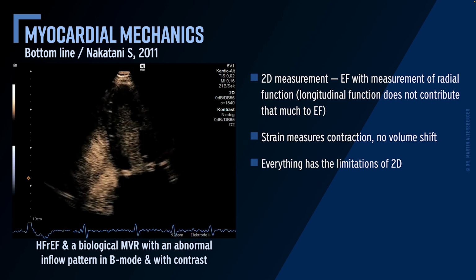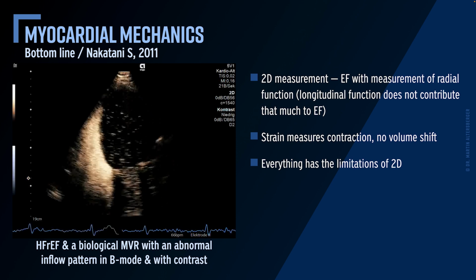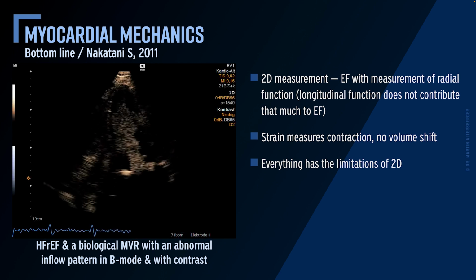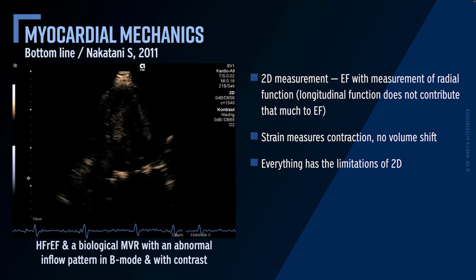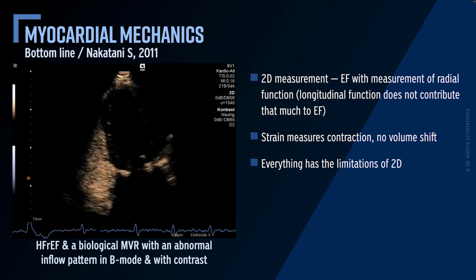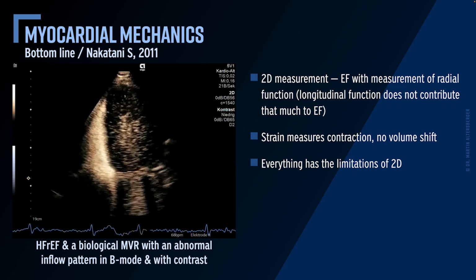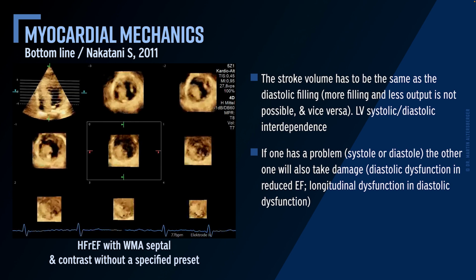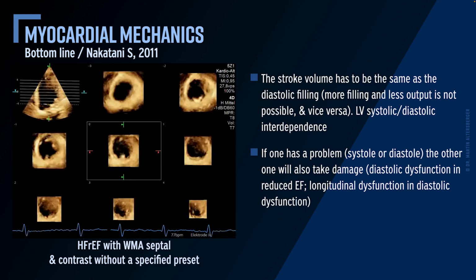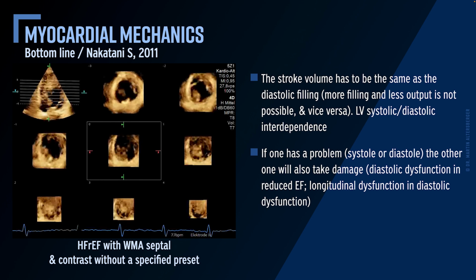On the left-hand side, I brought you a nice image of a patient with heart failure with reduced ejection fraction and a biological mitral valve replacement with this abnormal inflow pattern, where you already can see how the inflow works. It works in the opposite direction from how it actually should, and of course, rotation, twist, torsion is impaired in this patient. So the stroke volume has to be the same, of course, as we have in the diastolic filling. More filling and less output is simply not possible, and also vice versa. So there cannot be more output than filling.